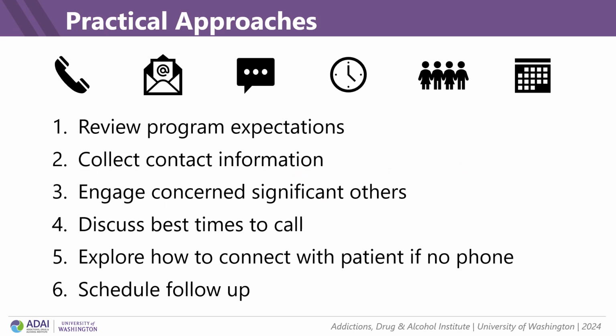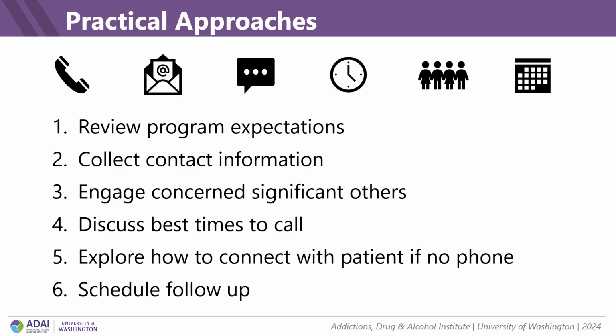And here are some practical approaches to improving patient engagement. These are more logistical tips and tricks. So first, you want to review program and clinic expectations early. It's important for patients to know these things. Next, you want to collect all the contact information you can and find out which mode of contact the patient prefers. You can also ask patients if there are other people in their lives that they would like involved in their care, and get release of information as needed.